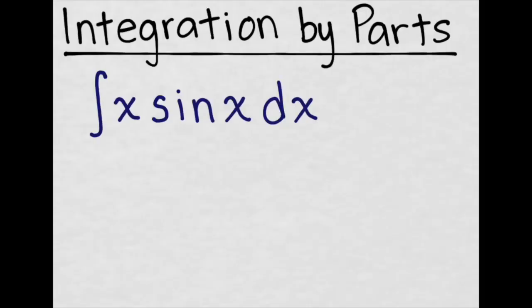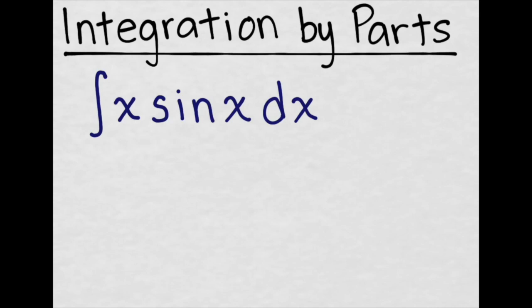Suppose we have the integral of x times sine of x dx. This integral is an indefinite integral because there are no limits of integration, and integrating this is possible with a technique called integration by parts.